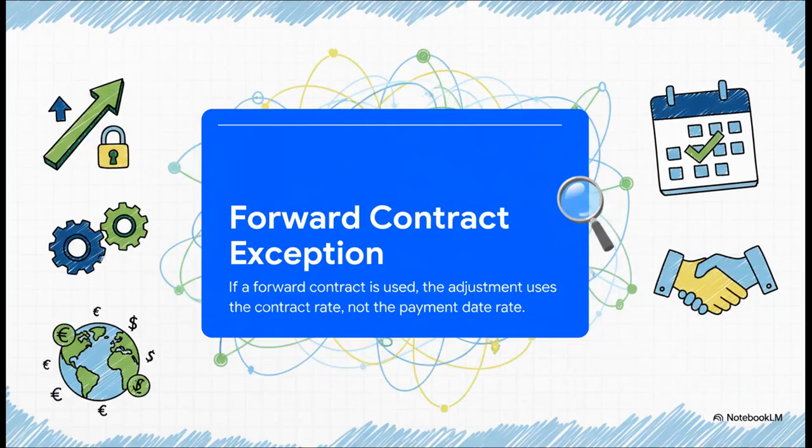Simple as that. But wait, there's a really important exception here that savvy businesses use all the time: forward contracts. If you've used a forward contract to lock in an exchange rate to protect yourself, Section 42, subsection 4 says you have to use that locked-in rate for your adjustment, not the spot rate on the day you paid.